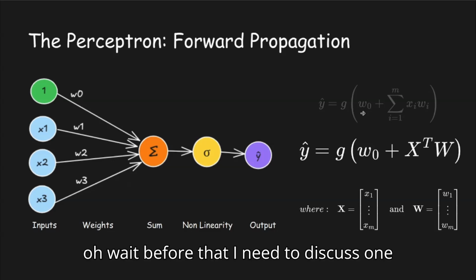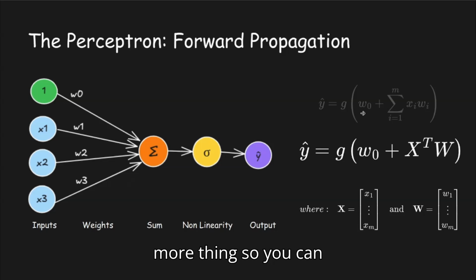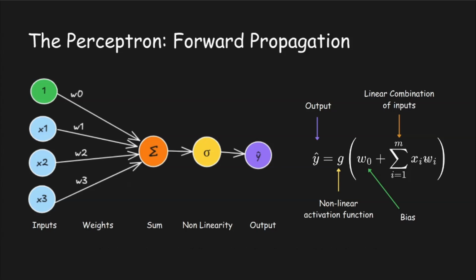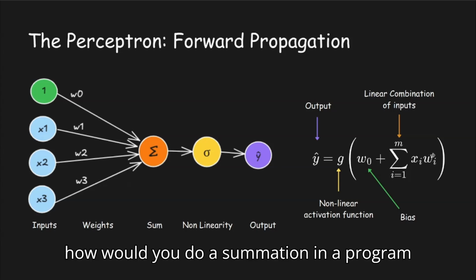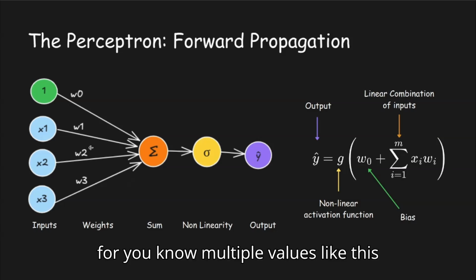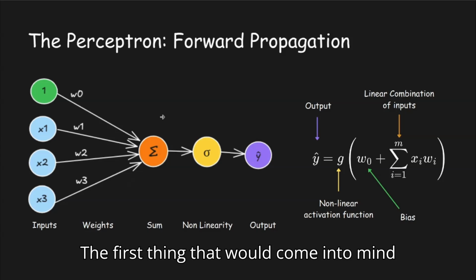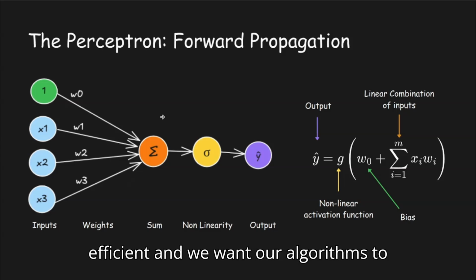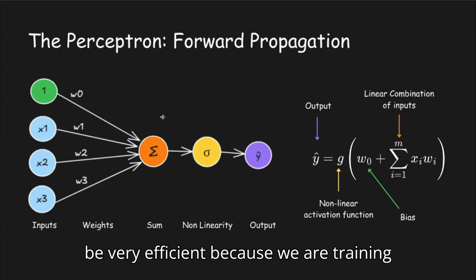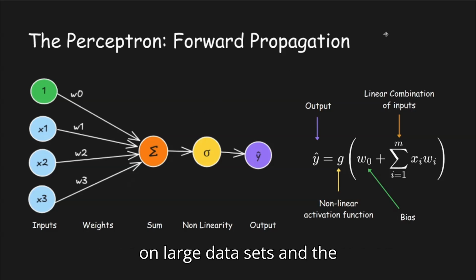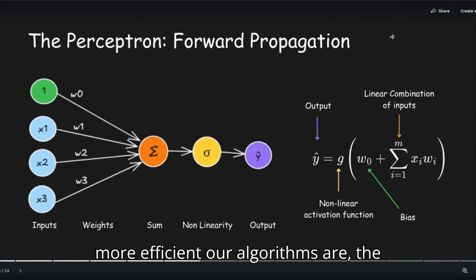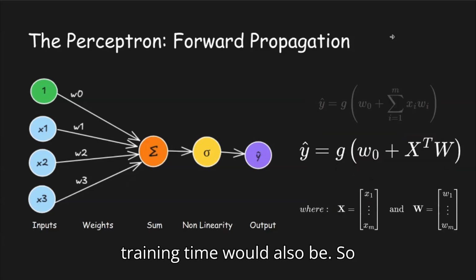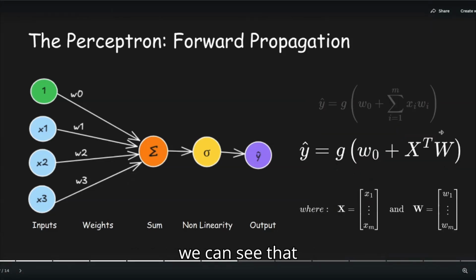Oh wait, before that I need to discuss one more thing. So you can see that we are doing the summation here, and how would you do a summation in a program for multiple values like this? The first thing that would come to mind is running a for loop, but we know that for loops are really not very efficient, and we want our algorithms to be very efficient because we are training on large data sets, and the more efficient our algorithms are, the cheaper they would be, and the faster their training time would also be.